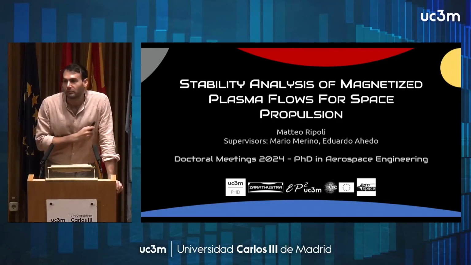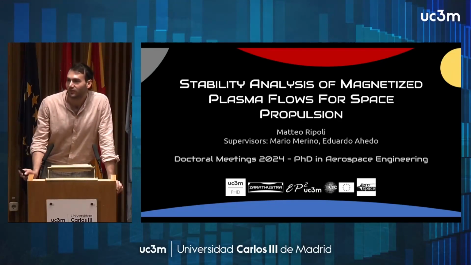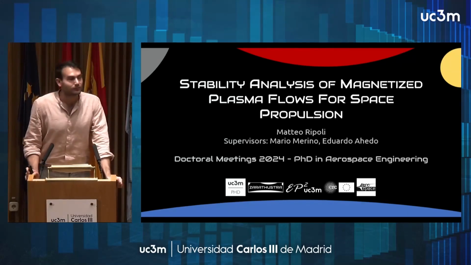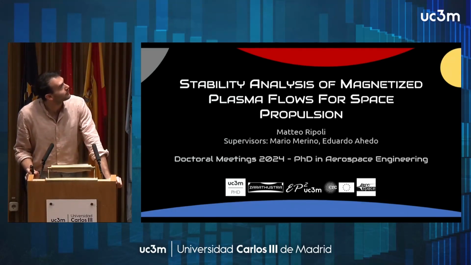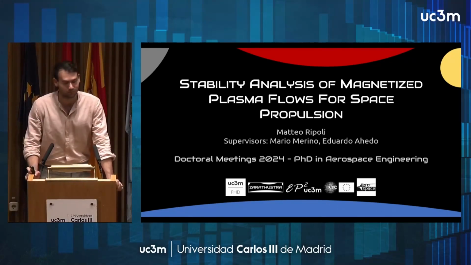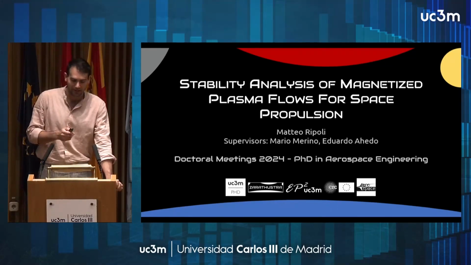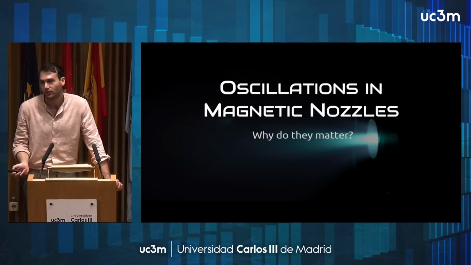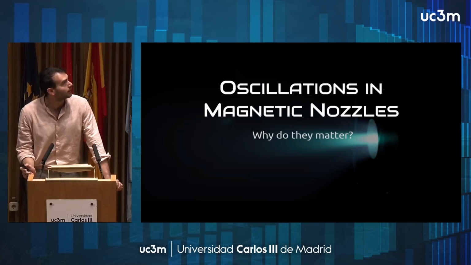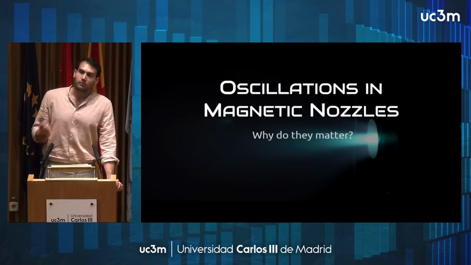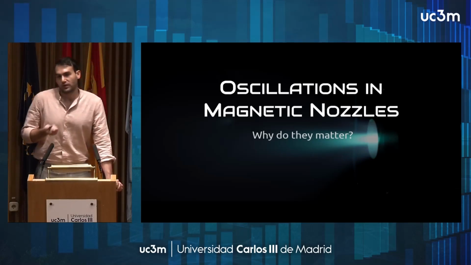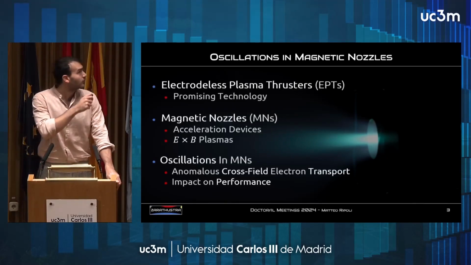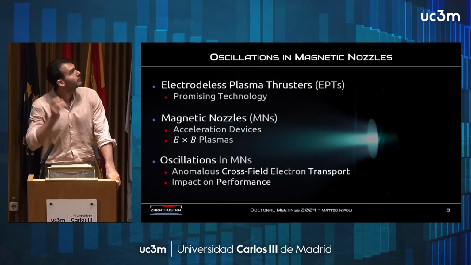So I'm the second Mateo, and I'm part of the EP2 group as well. My supervisors are Mario Merino and Eduardo Aedo, and my thesis is stability analysis of magnetized plasma flows for space propulsion, which is quite a nice title, but very general. In the end, what I'm focusing on is oscillations in magnetic nozzles. Why do they matter? But before that, what are magnetic nozzles, which by now you probably know because of previous presentations. So let's start from the very beginning.